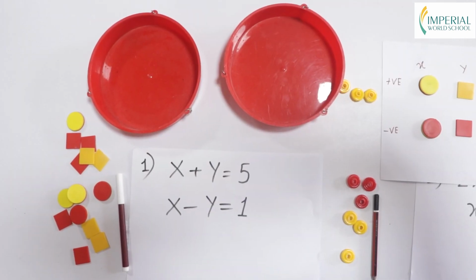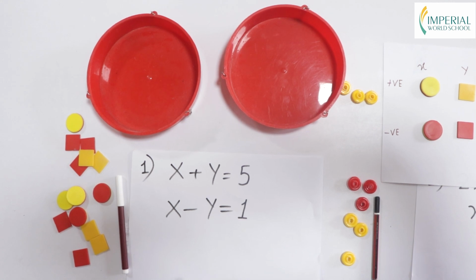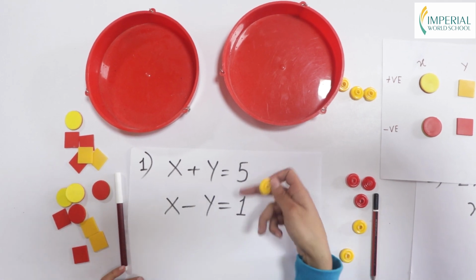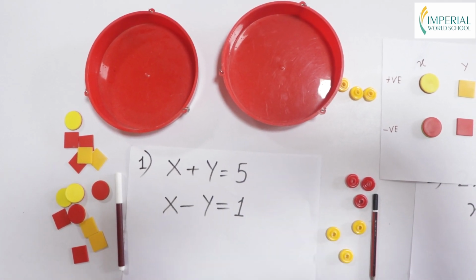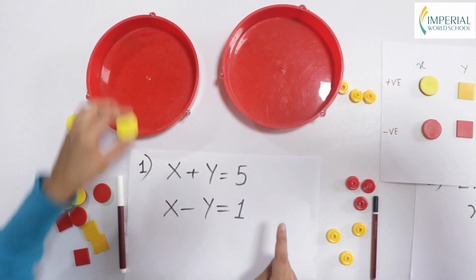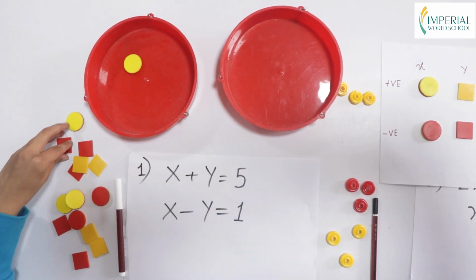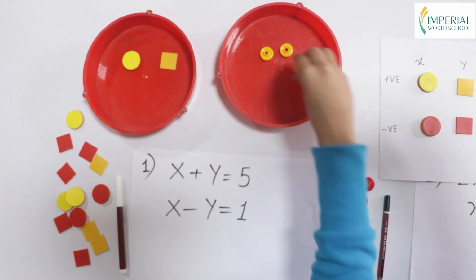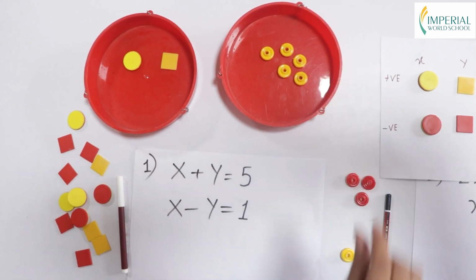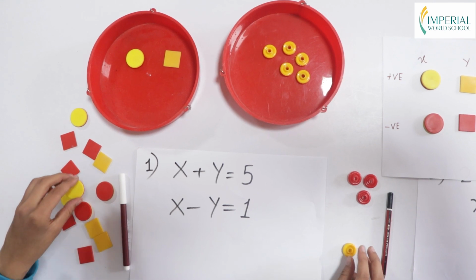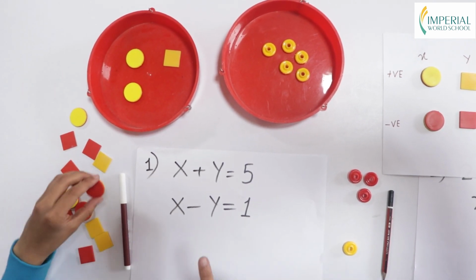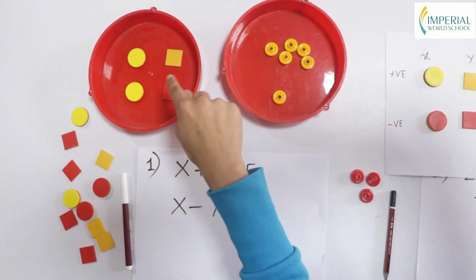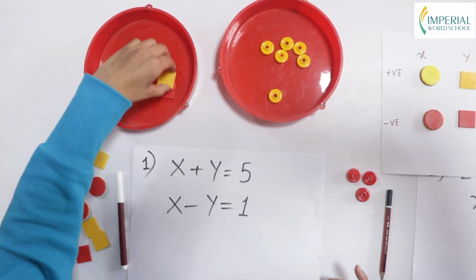So I'm going to get started with the first equation, that is x plus y equals 5 and x minus y equals 1. This part will be used for the variables and this part will be used for constant numbers like 5 and 1. Here it's x plus y equals 5, so x plus positive y equals 5: 1, 2, 3, 4, 5. And the other one is x minus y, which is negative, equals 1. As we already know, positive and negative cancel each other.